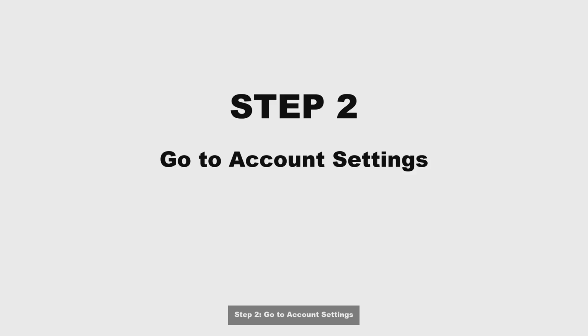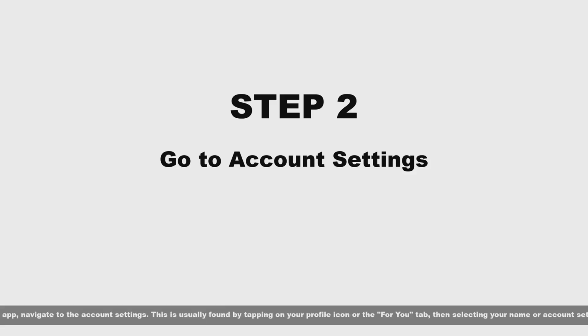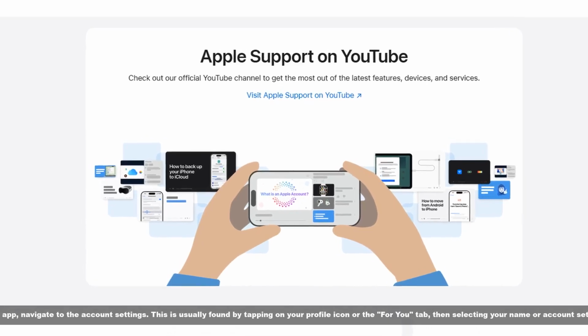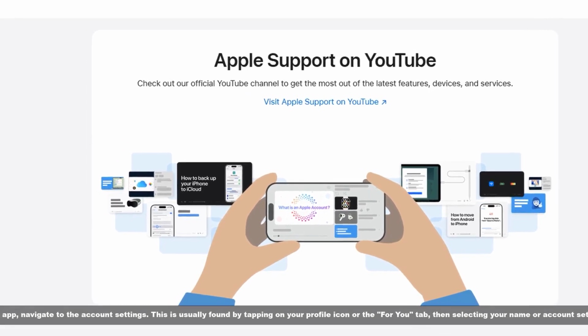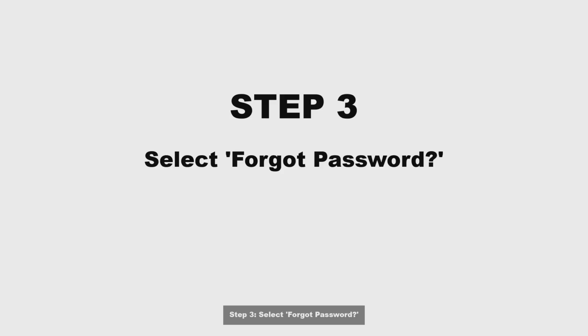Step 2. Go to Account Settings. In the app, navigate to the Account Settings. This is usually found by tapping on your profile icon or the For You tab, then selecting your name or account settings.